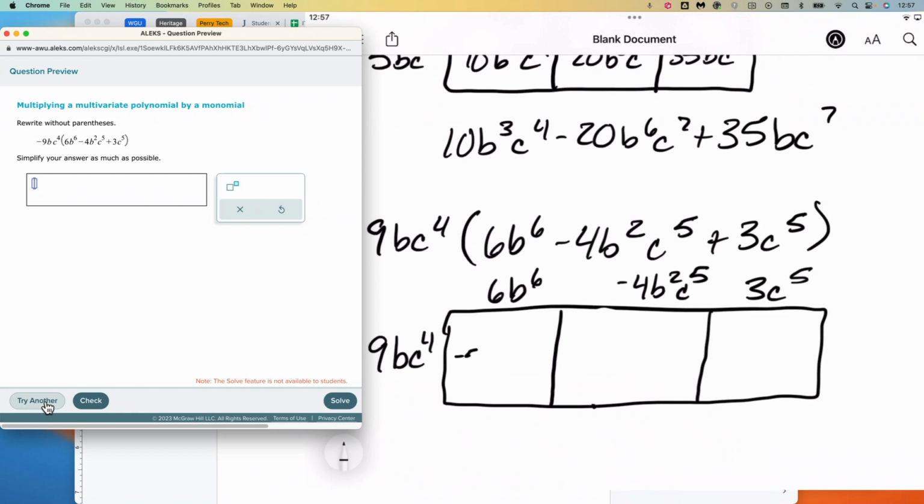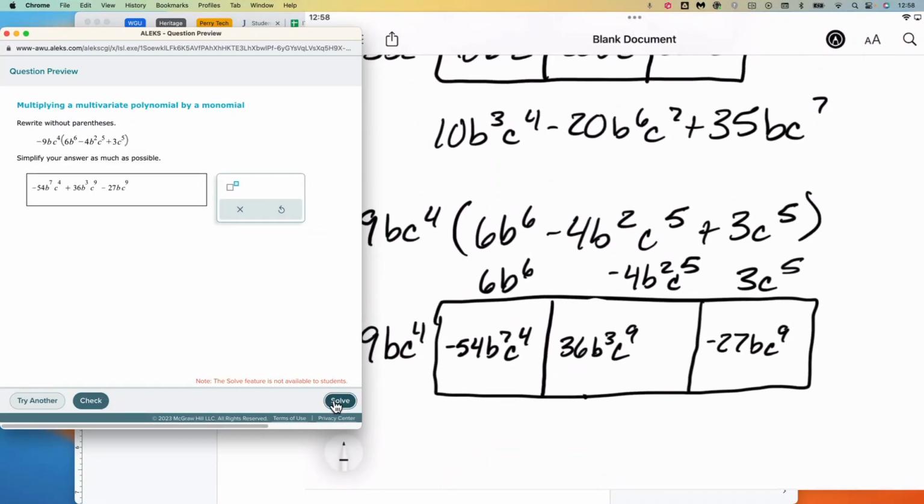Negative 9 times 6 is negative 54. B times b to the 6th is b to the 7th, and then c to the 4th. Negative 9 times negative 4 is 36. B times b to the power of 2 is b to the power of 3. We add the exponents. C to the 4th and c to the 5th makes c to the 9th. Again, we add the exponents when we multiply. Negative 9 times 3 is negative 27. B is still there, and c to the 4th times c to the 5th makes c to the 9th.